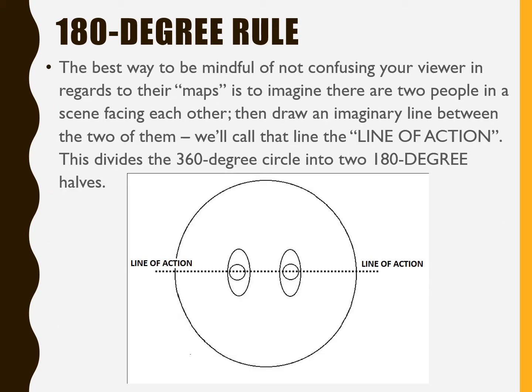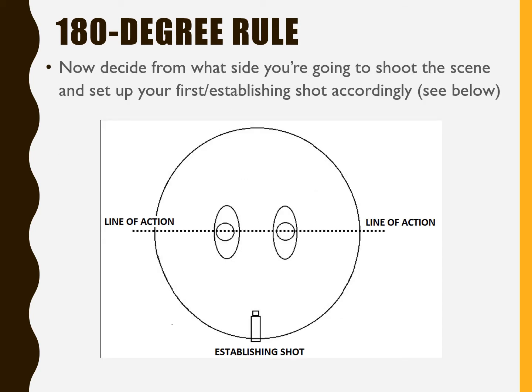So the best way to be mindful of this and to not confuse your viewer in regards to these mental maps is to imagine that there are two people in the scene facing each other, which is often the case. Then you draw an imaginary line between the two of them from up above. You can see this on the graphic. We're going to call that line the line of action. This divides the 360-degree circle into two 180-degree halves. That's where the 180 comes in.